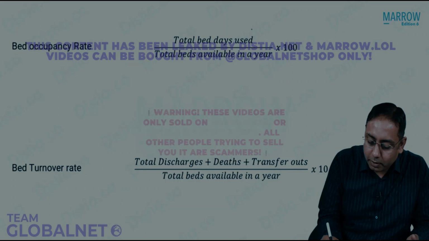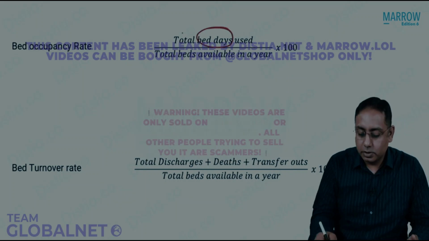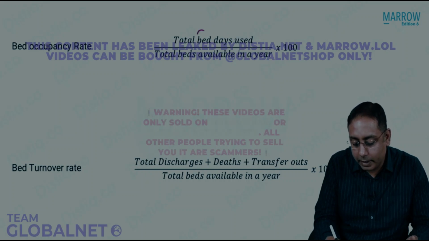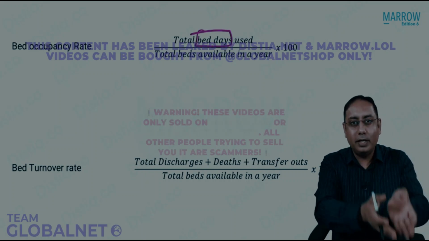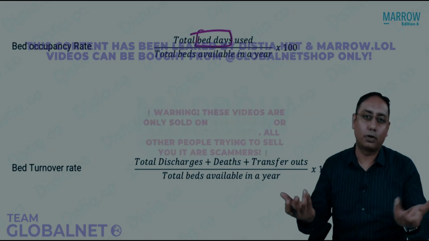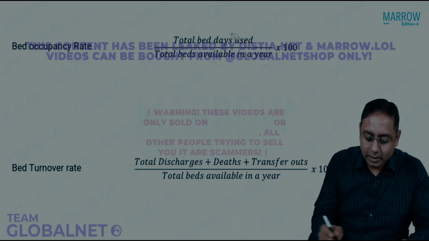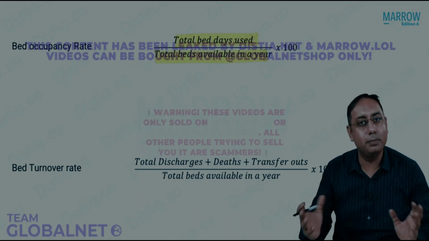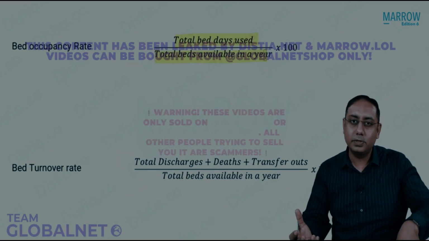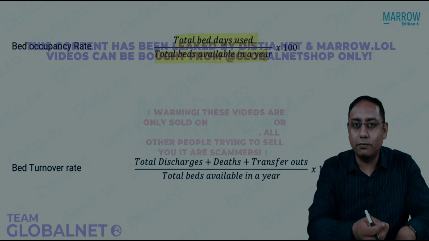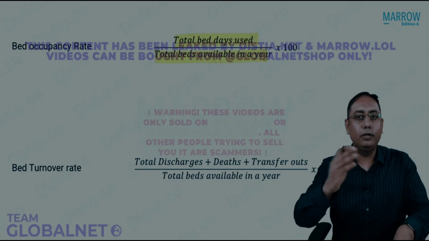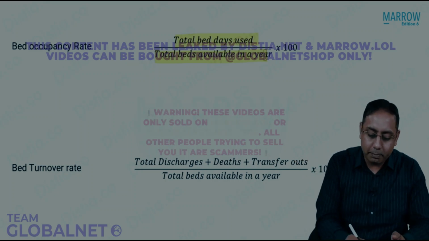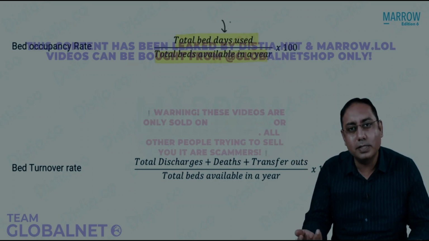It is the total number of bed days used. We don't say the number of beds used, it is the bed days used. For example, 20 patients all staying for 2 days, so 40 bed days used. Common sense, right? So it is the total number of bed days used divided by the total bed days available in a year. Let us say you have a 40 bedded hospital. So 40 into 365 will be the total bed days we have, and how many of those bed days were used, that is the bed occupancy rate.